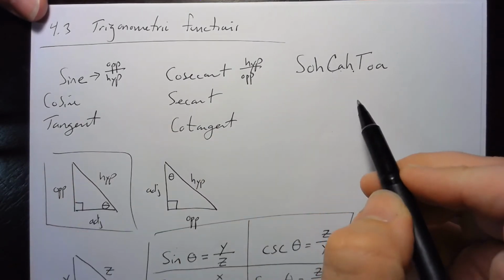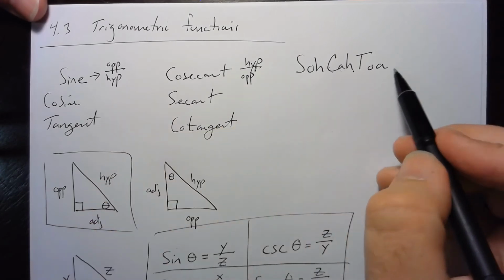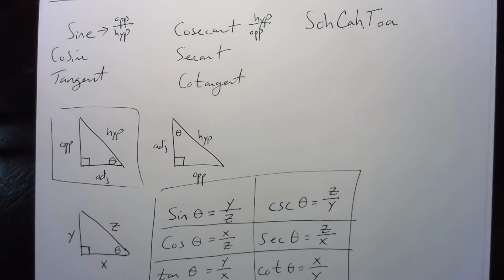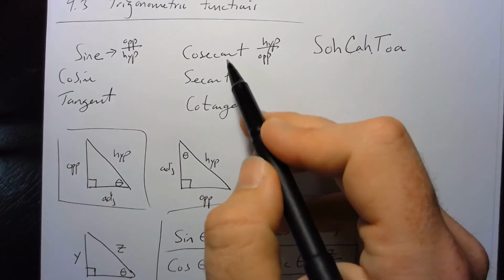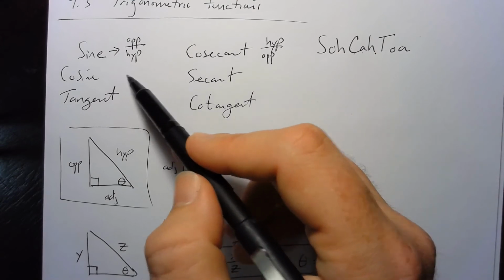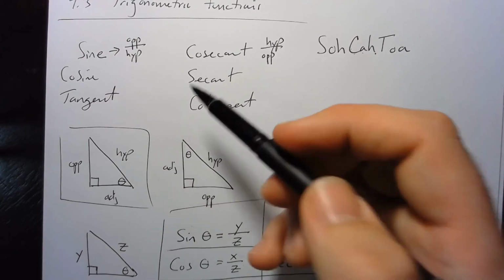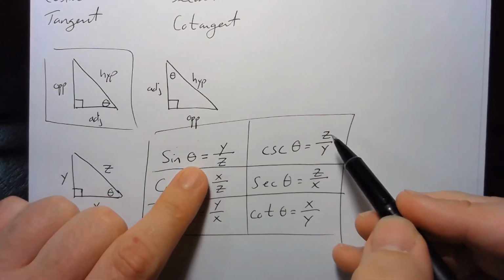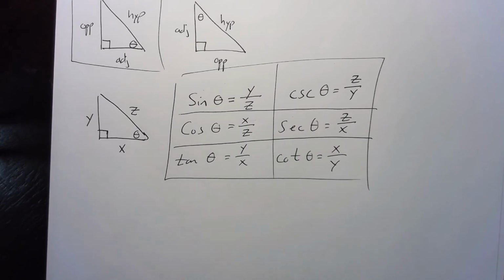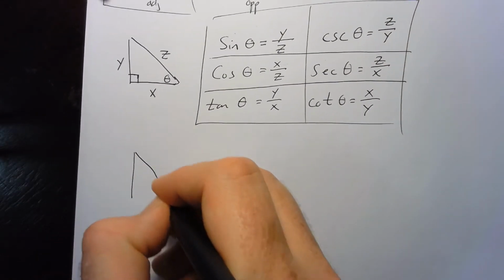Cosine is adjacent over hypotenuse. Again, I didn't write it, but it's there. Tangent is opposite over adjacent, that same concept there. And then again, to find the reciprocal functions, you just have to remember which one they correlate to. Sine goes to the cosecant, cosine goes to secant, and tangent goes to cotangent, and we just simply flip the fraction that's there.